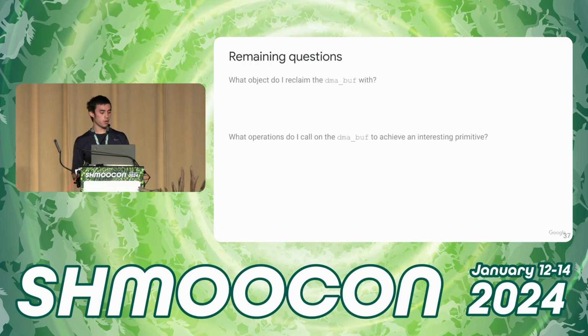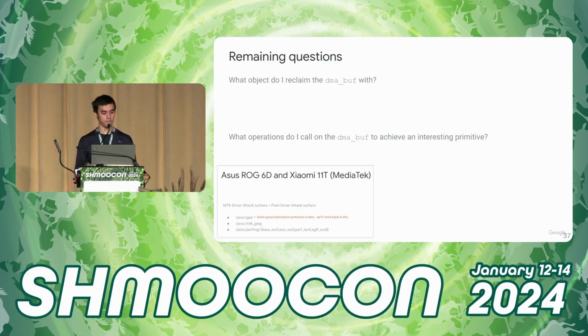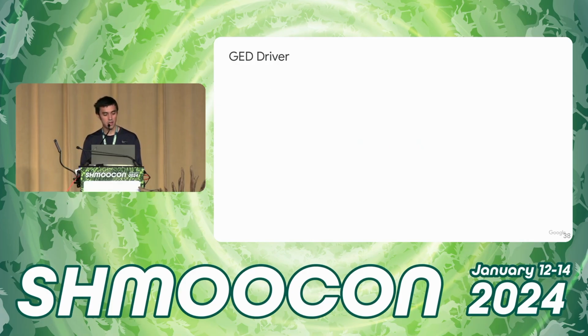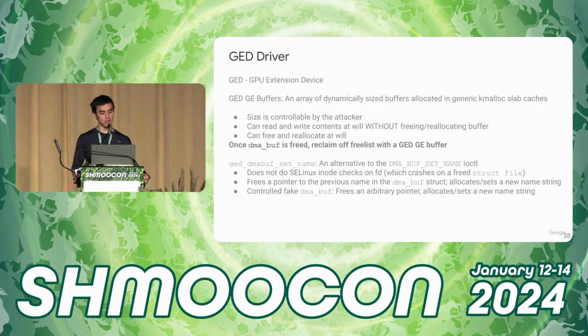So now I'm left with a couple questions. I've talked about reclaiming the DMA buffer, but I have no idea what I'm going to reclaim it with. And what operations can I call on that DMA buffer to achieve any sort of interesting primitives? Once again, we're going to go back a long time ago and talk about the GED file, which I mentioned had some really good exploitation primitives. Two really good exploitation primitives came out of this file. One is GED GE buffers, and the other is GED DMA buff set name, and we're going to discuss both of these in depth. So first, let's talk about what the GED driver is.